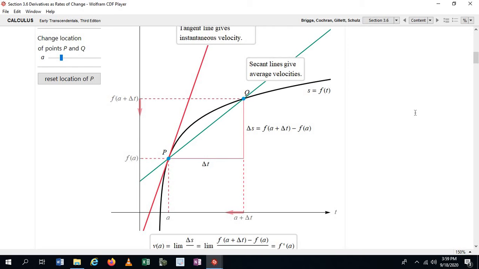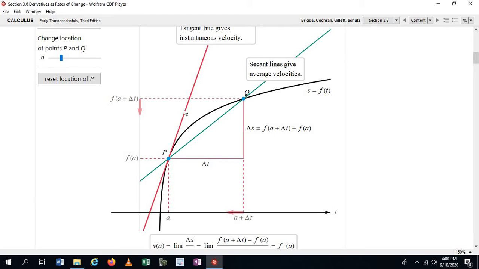Okay, let's turn our focus towards finding the instantaneous velocity of the object at a moment in time. So let's say we wanted to find the instantaneous velocity of the object right at this time t is equal to a, so at this point P. Well, the instantaneous velocity of the object at this point is simply the slope of this tangent line to the function at this point when t is equal to a.